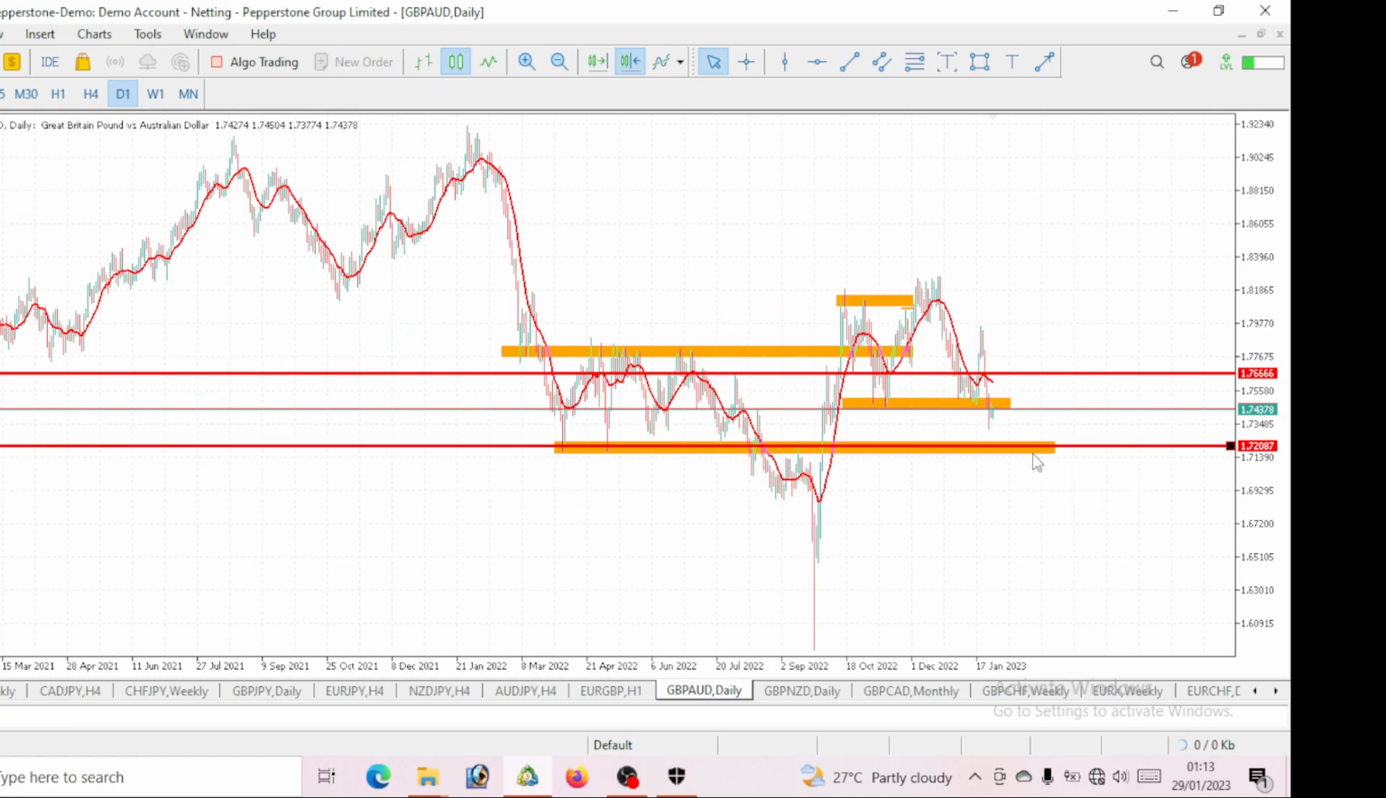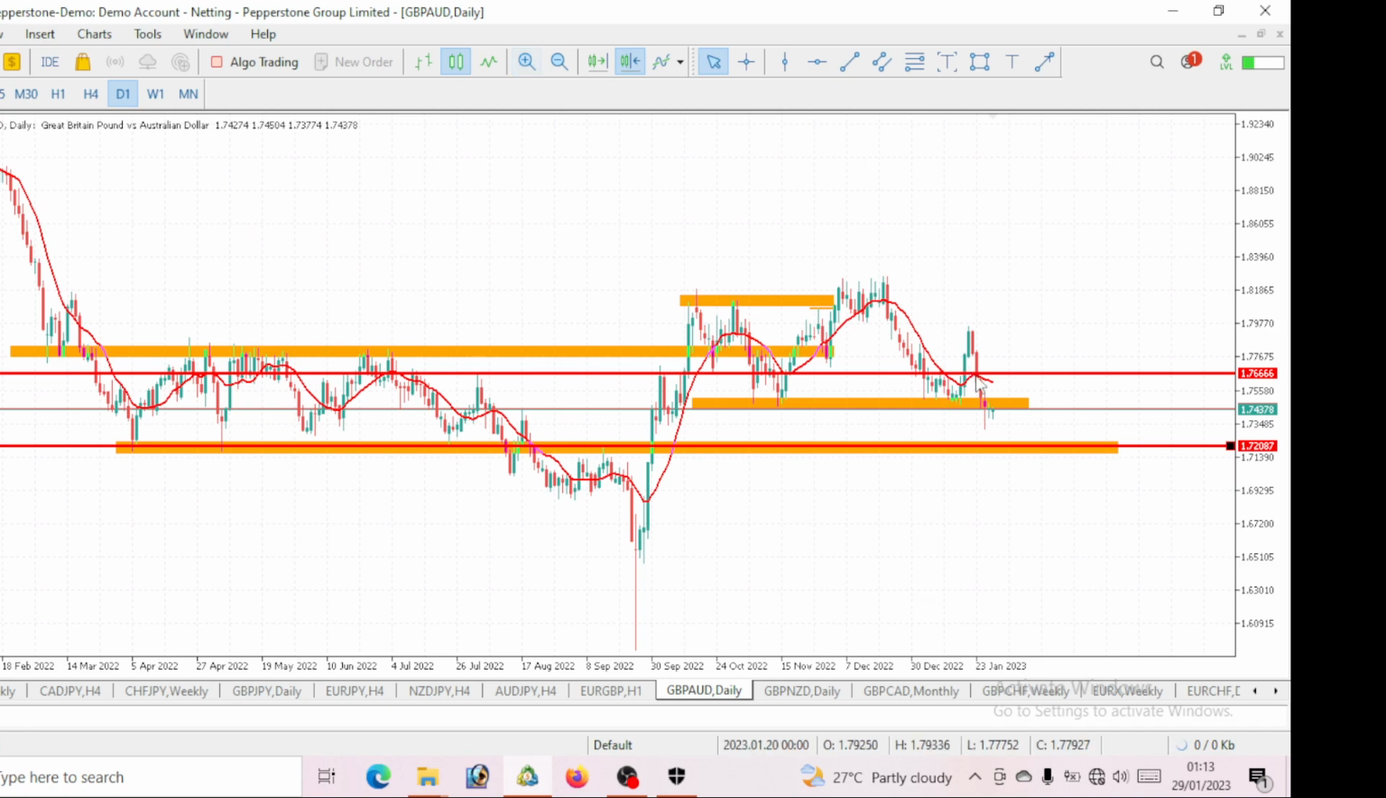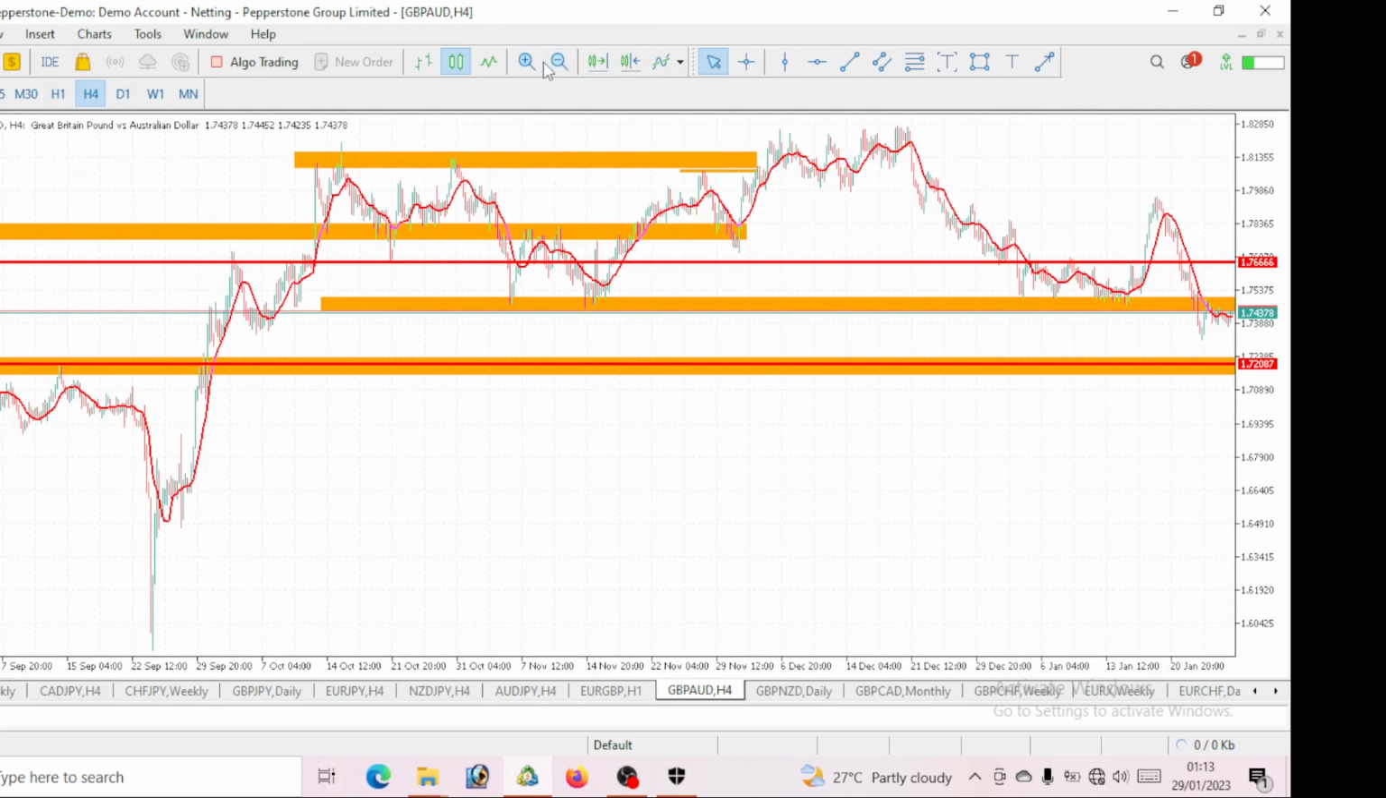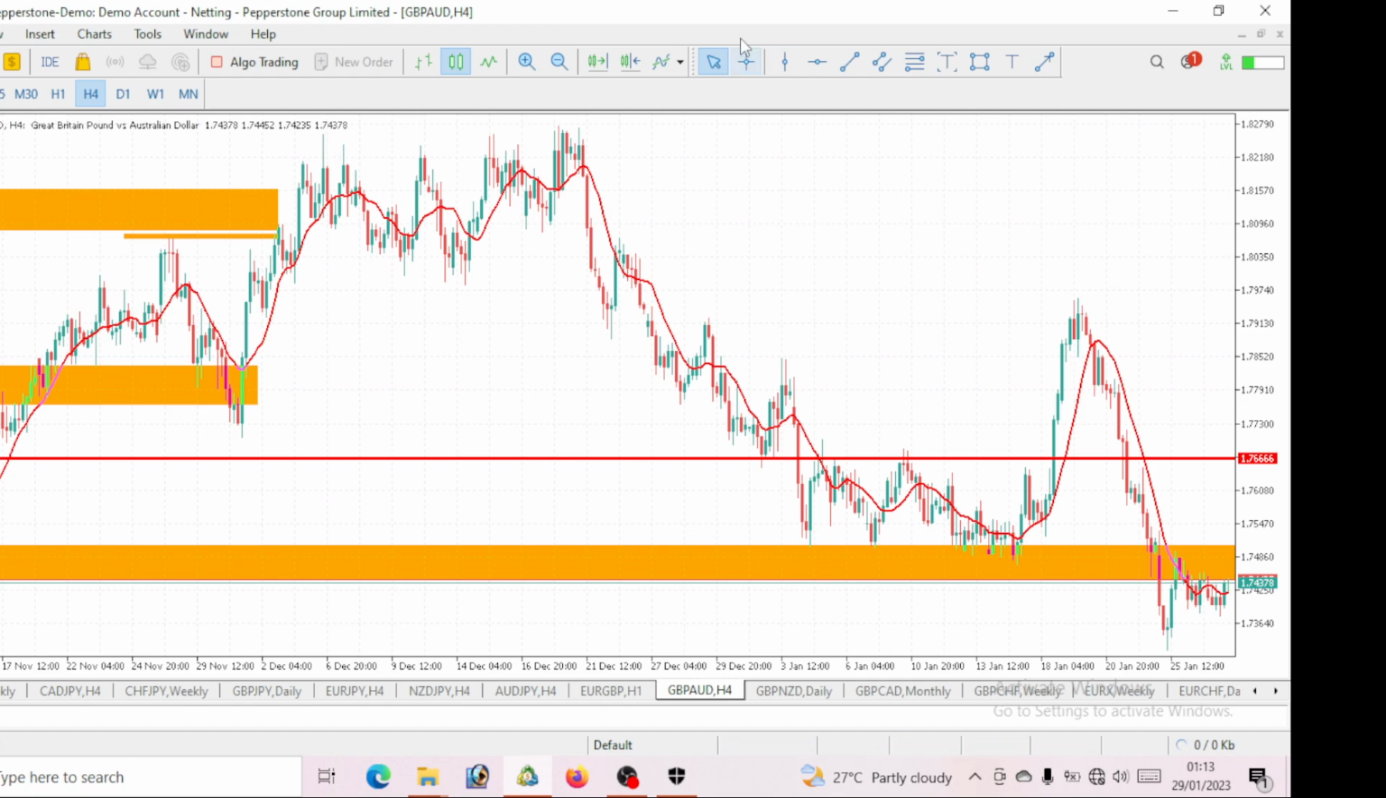But if in case this GBP AUD drops to the level of 1.72, or let's say 1.72 plus or something, then we expect it to actually push up. By the way, I'm still watching out for a bullish move on GBP AUD. So this is my 4 hour time frame.